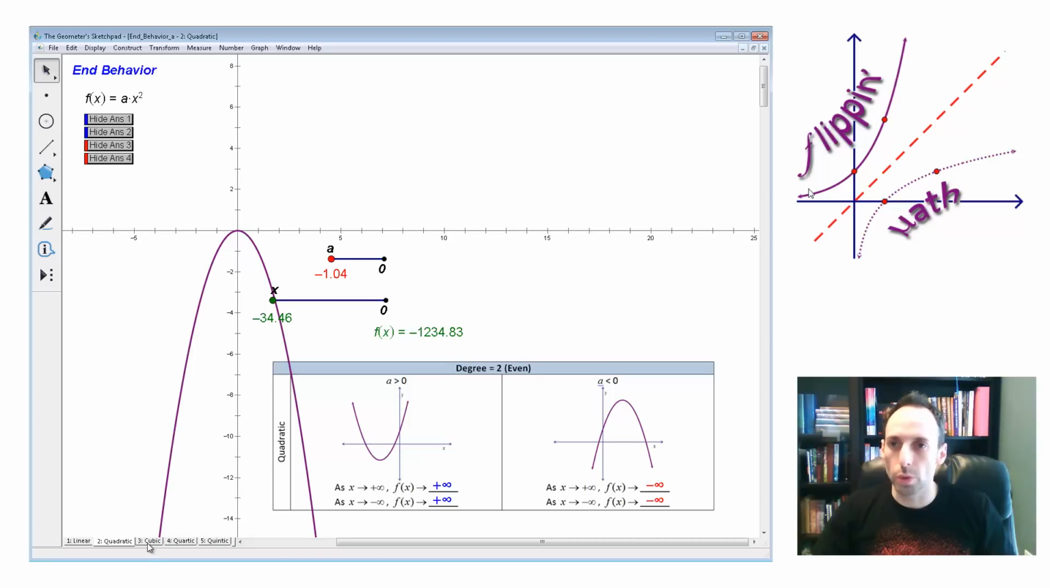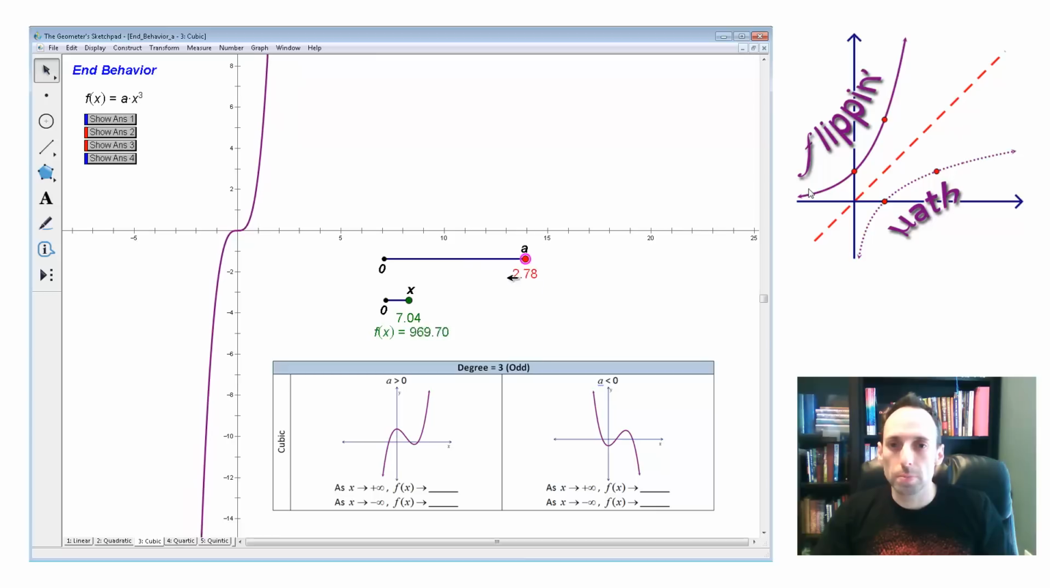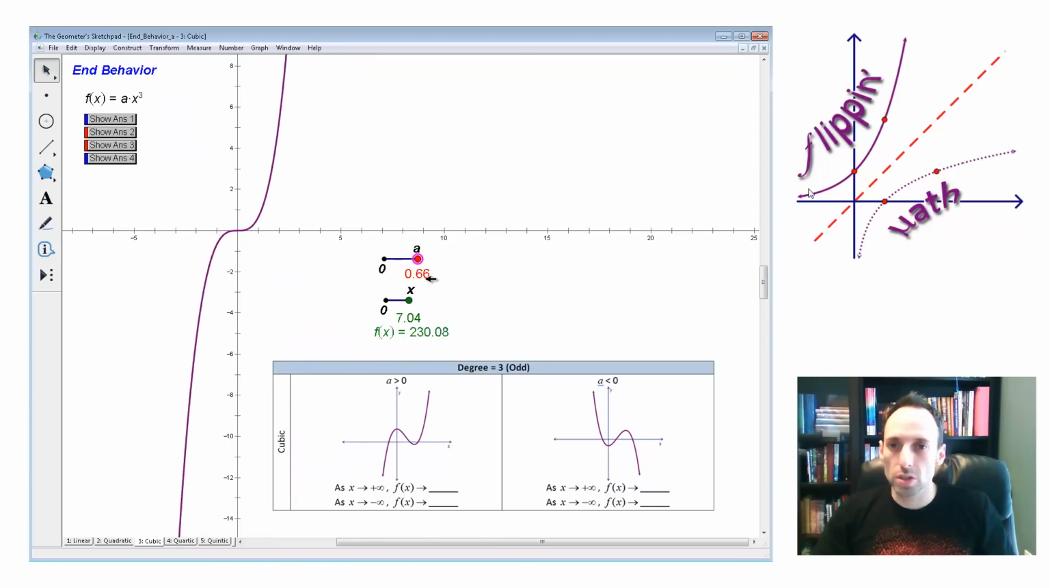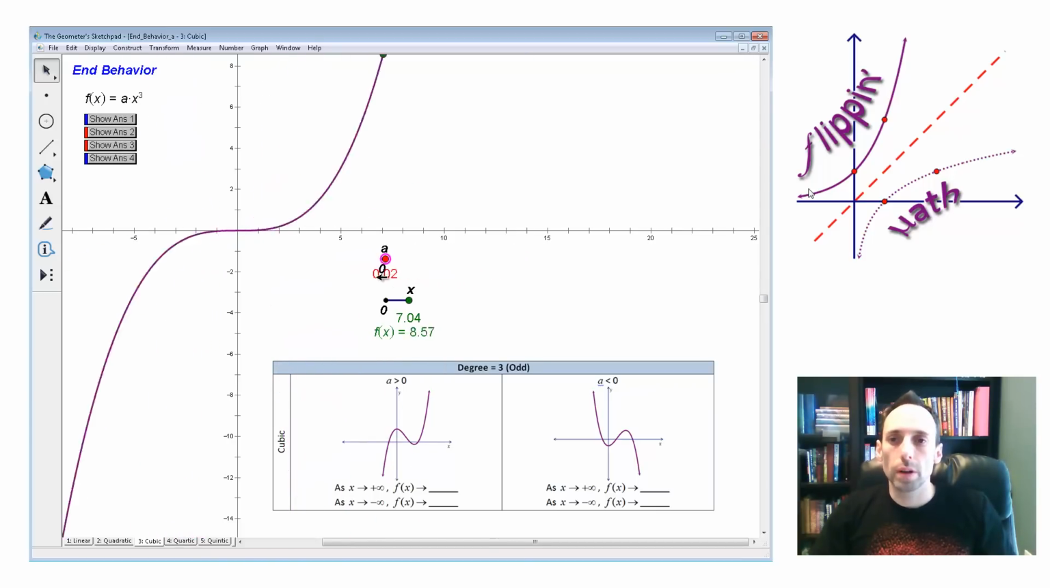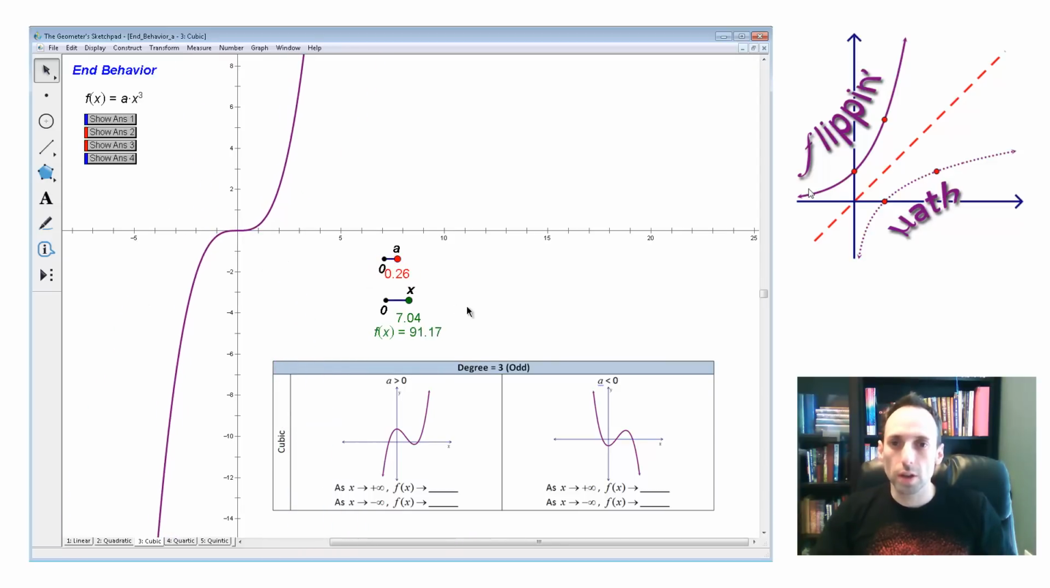Let's look at another odd one. Let's look at the cubic one. For the cubic one, we're just looking at the A value again. It's positive over here. Leading coefficient is negative over here. You can see it just switches directions based on it being positive versus negative. So let's make it positive, something right in here.